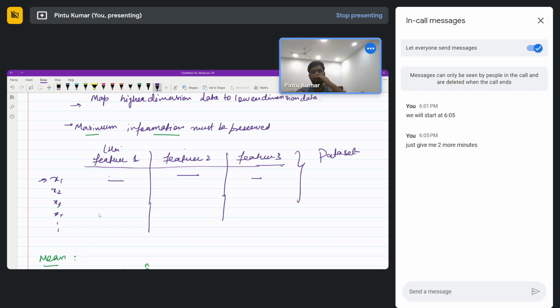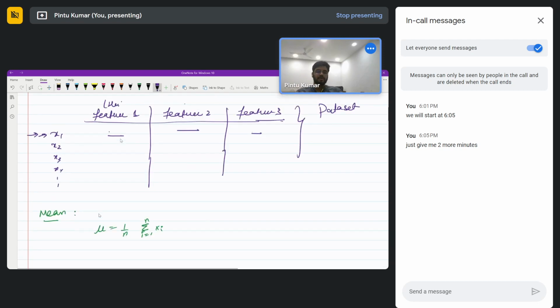One thing over here is that every row will correspond to one particular data point, and every column will correspond to a particular feature. Okay.